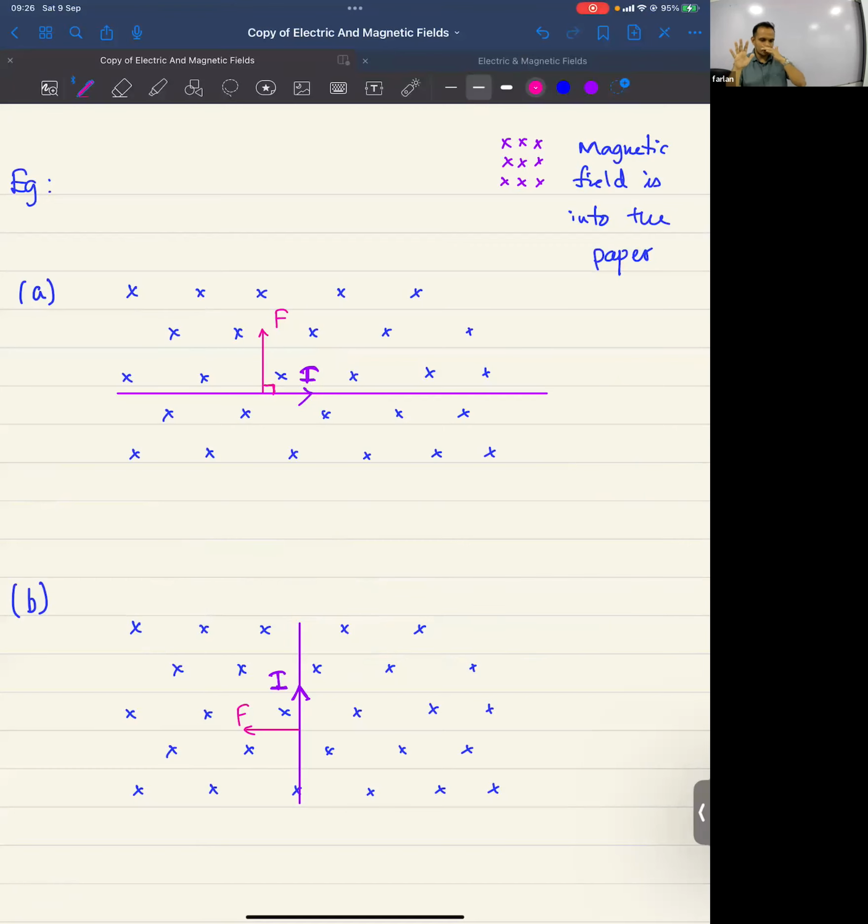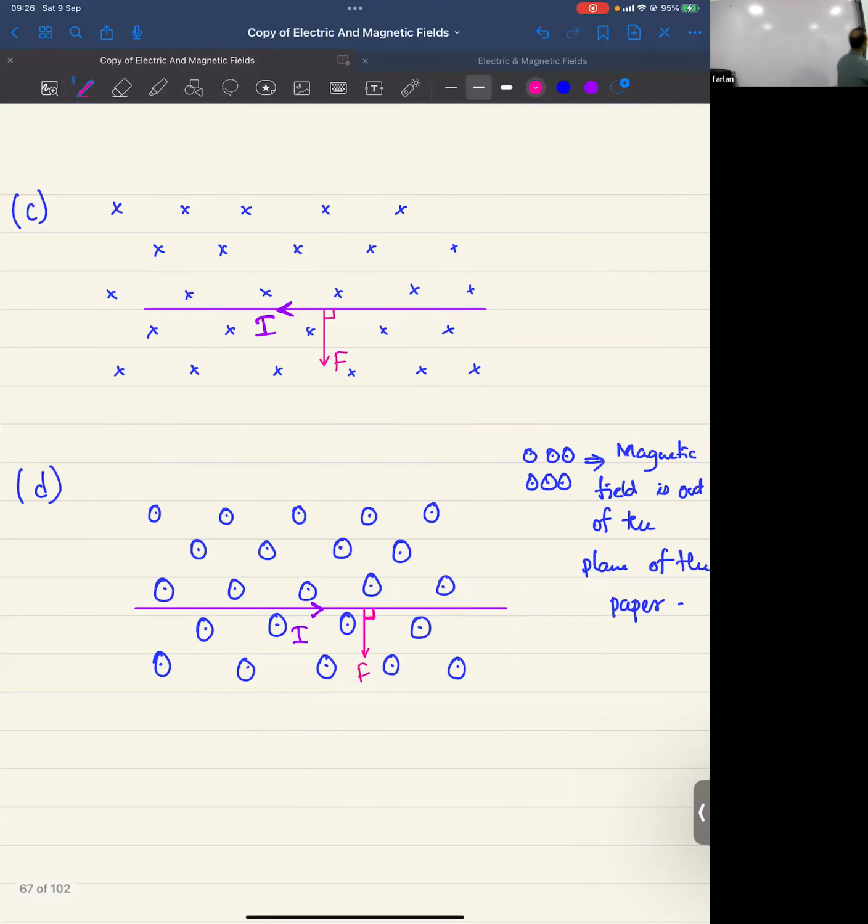Go back to the first example. Current is this way, magnetic field is this way, force is this way. Second example, current is this way, magnetic field is this way, force is this way. Third example, magnetic field is this way, current is this way, force is this way. The fourth example, magnetic field is this way, current is this way, force is this way.